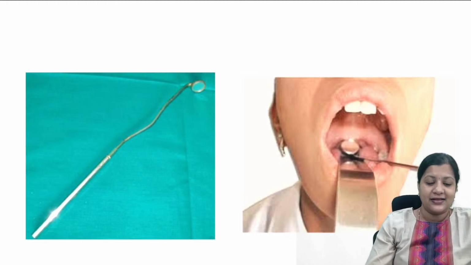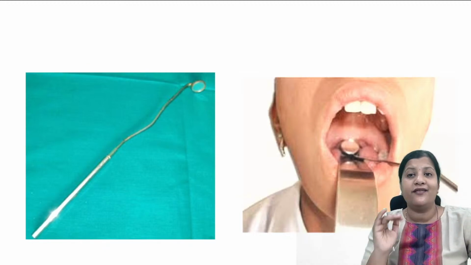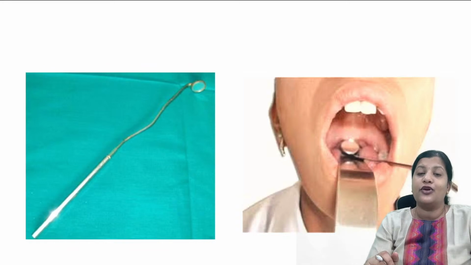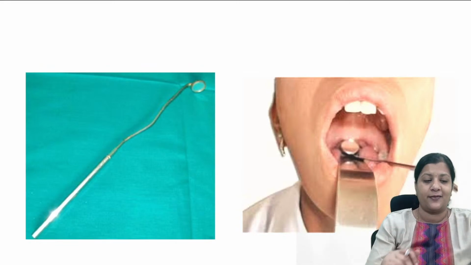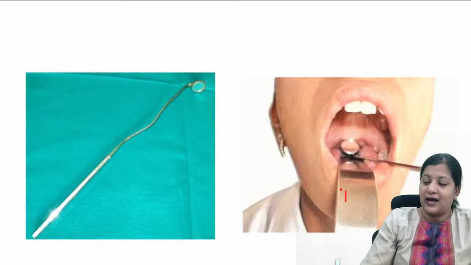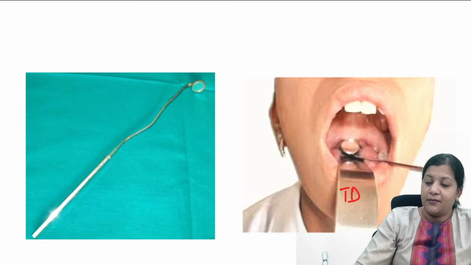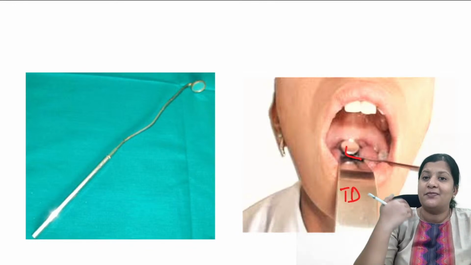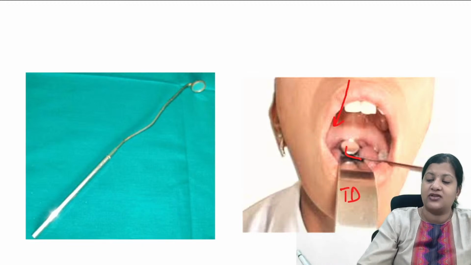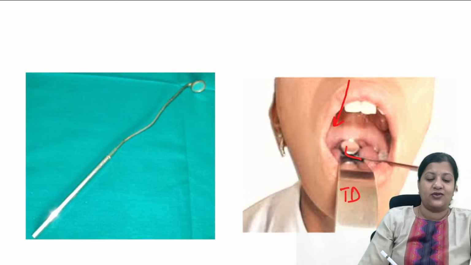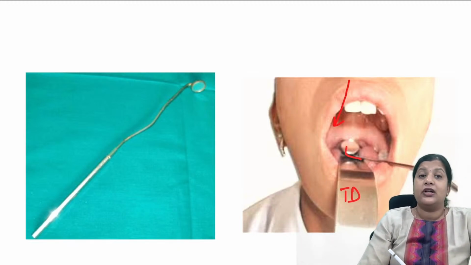Now let's go to the next instrument. Very simple, very commonly asked. Again, this is something that you do in the OPD as well. What is this instrument? What is this mirror called? So you can see there is a tongue depressor and you're using a mirror. This mirror is going to be placed behind the uvula to see the structures of the nasopharynx. What is this? So Kanishk, look at the mirror.